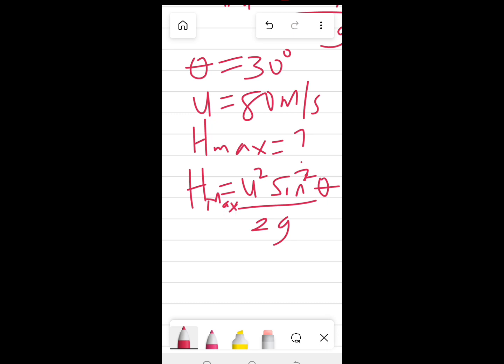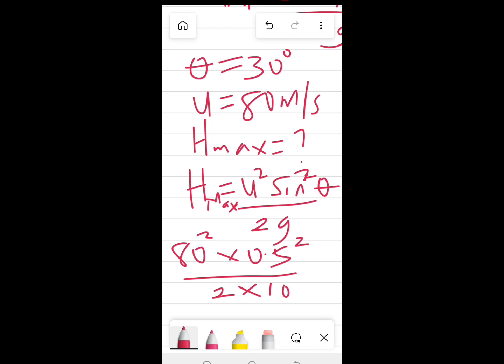So now let's bring in the values we're given. Your u is 80, so you have 80 squared multiplied by sine squared theta, which means sine theta all squared. And the angle we are given is 30 degrees. And from your special angle, sine 30 is 0.5, which is half. So when you now say sine 30 squared, that is 0.5 squared, divided by 2 times 10. You know your g is 10, right?